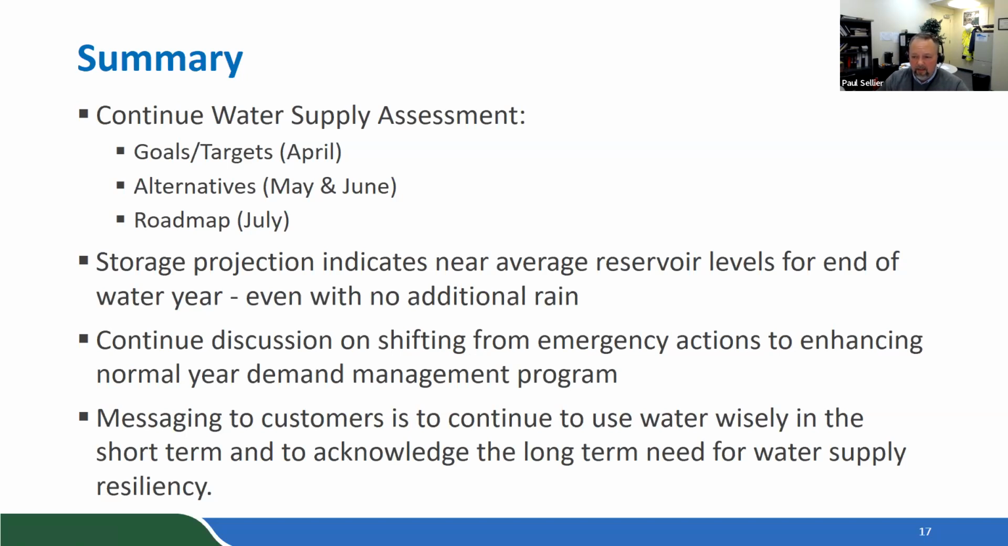Do you remember those half dozen or so items that Carrie was thinking about? And of course, our messaging to our customers is that we do need to continue to use water wisely in the short term, and acknowledging that we have this long-term need for water supply resiliency, and we're working on that at the moment.